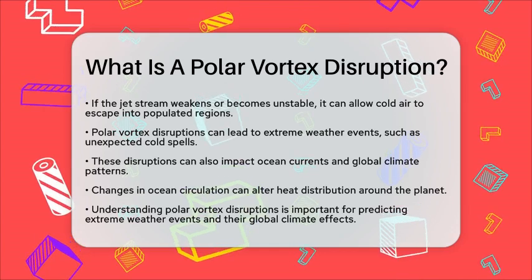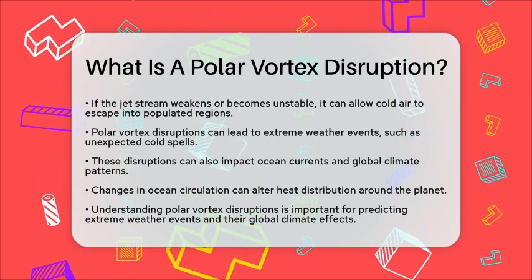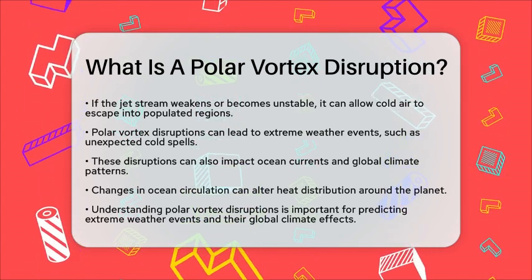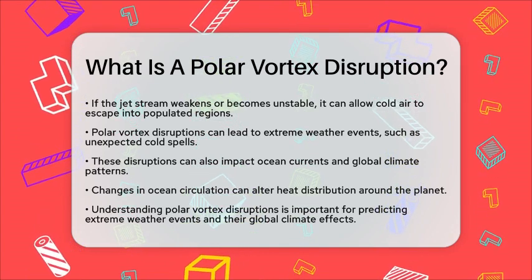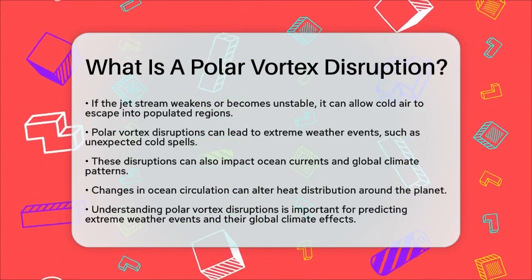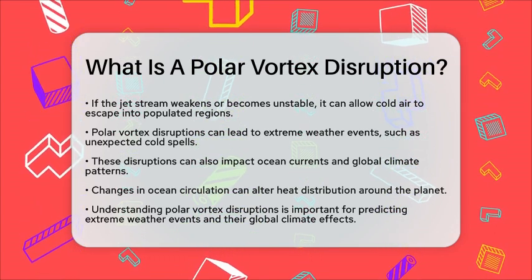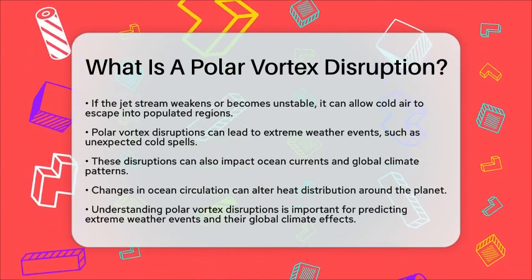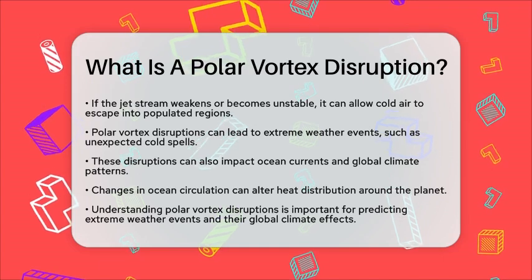Changes in the polar regions, like warming and ice loss, can have widespread effects on weather patterns and climate stability around the globe. Understanding polar vortex disruptions is essential for predicting and preparing for extreme weather events and their broader effects on global climate patterns.